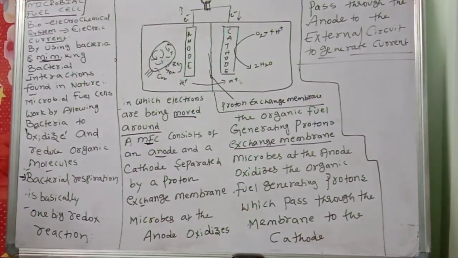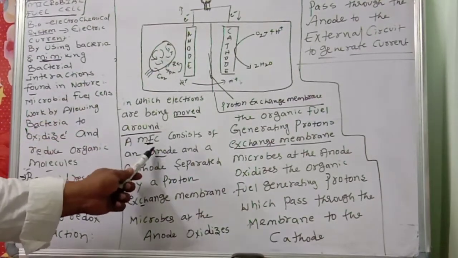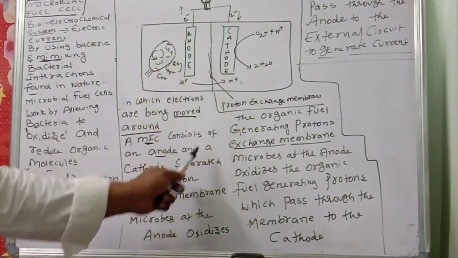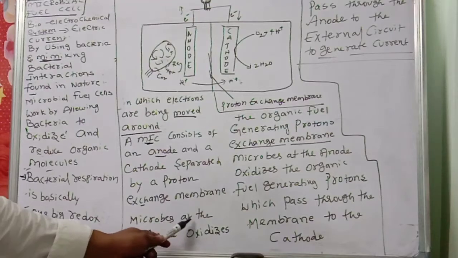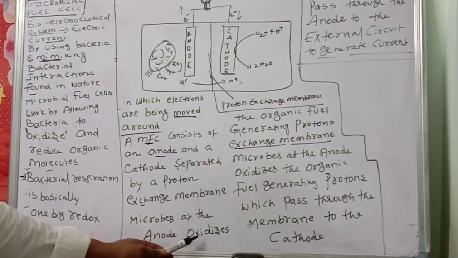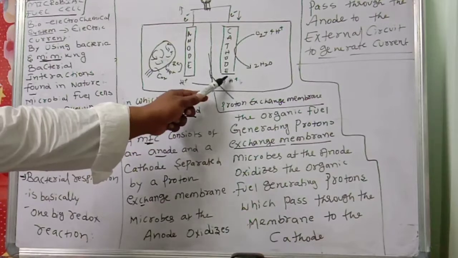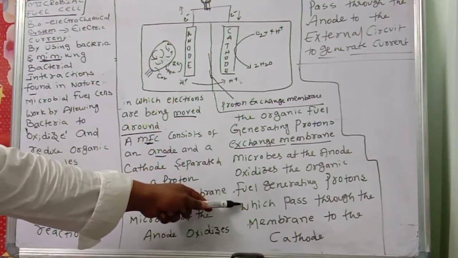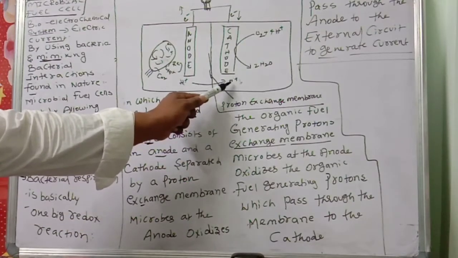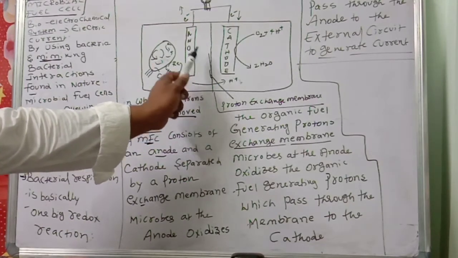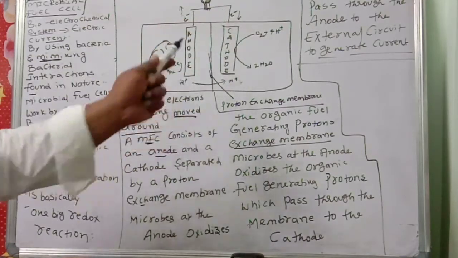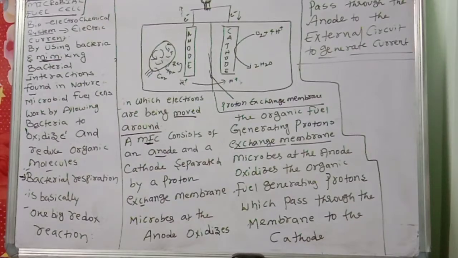A microbial fuel cell consists of an anode and a cathode separated by a proton exchange membrane. Microbes at the anode oxidize the organic fuel generating protons, which pass through the membrane to the cathode, and the electrons pass through the external circuit to generate current. So this is about microbial fuel cells.